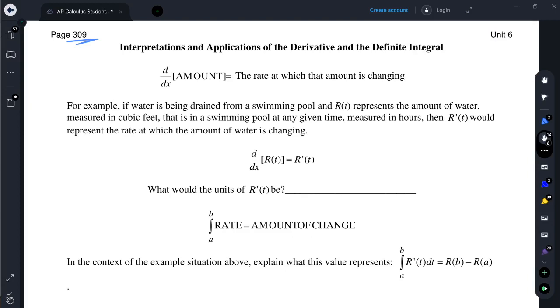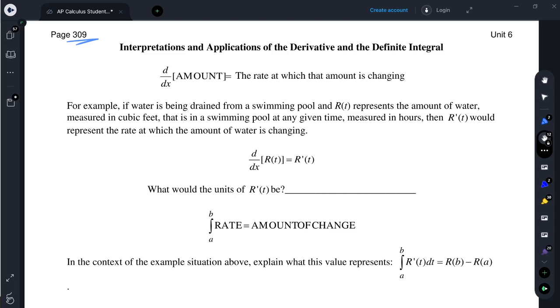So we are on page 309 in our notes packet, and we should be following along and taking notes. This is an extremely important FRQ topic. I can almost guarantee you that this topic will be at least an entire FRQ question on our AP exam, and it will likely be even a lot more than that.